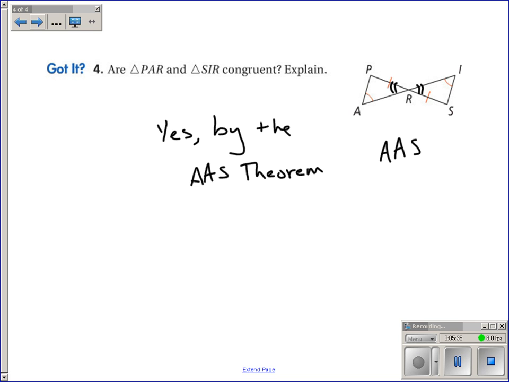Whenever you're asked to explain, you will frequently give a theorem in your explanation, and that's the end of the Got It questions for this section.